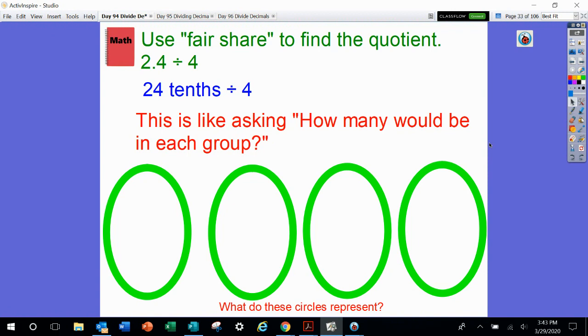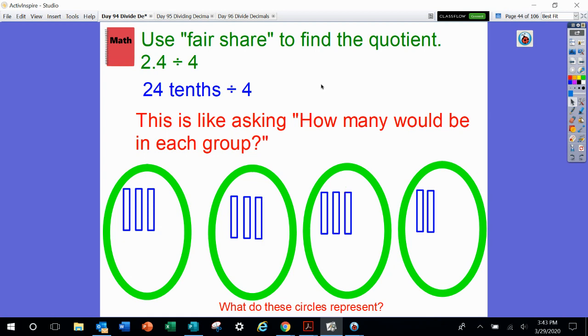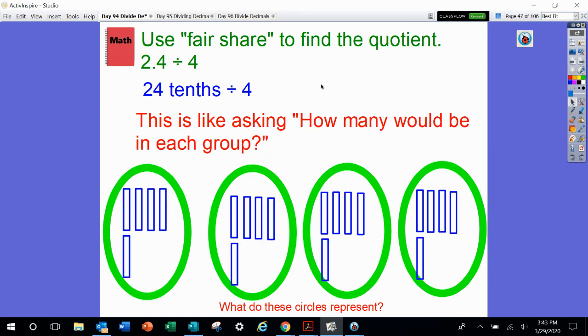Each of those circles represents the 4 groups. So one of the groups of the 4, right? So I pass out a tenth, 2, 3, 4. Okay, so I passed out 4 of the 24 tenths so far. 5, 6, 7, up to 24. Whoops, I wanted to keep counting. So I passed out my 24 tenths, and I have them each in our 4 groups.